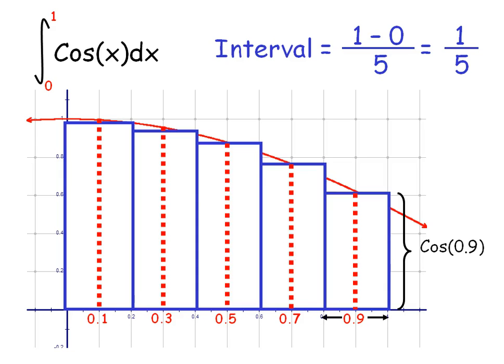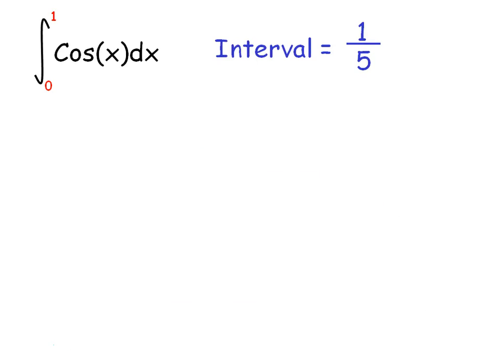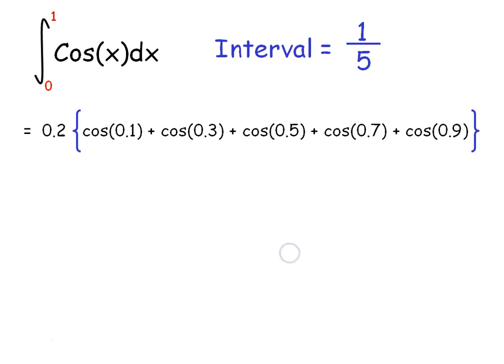Now the base of the rectangle is, I didn't put this on the PowerPoint, 0.2. So for the calculator area, 0.2 would be the base of the rectangle times cosine 0.1 plus cosine 0.3 plus cosine 0.5 plus cosine 0.7 plus cosine 0.9, times 0.2. Now, if you have your calculator, make sure your calculator is in radians, not in degrees. Right? So the estimation here is about 0.843.